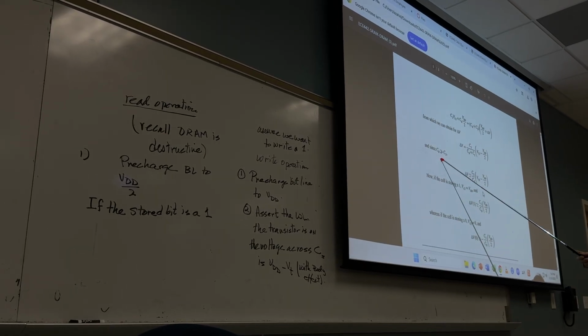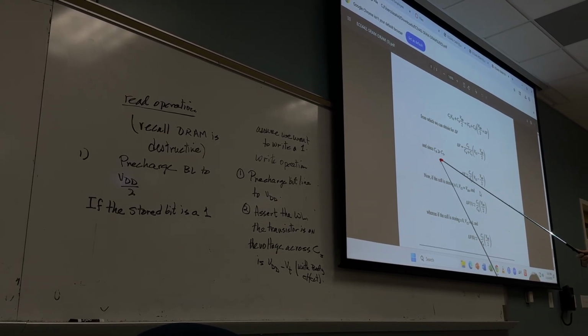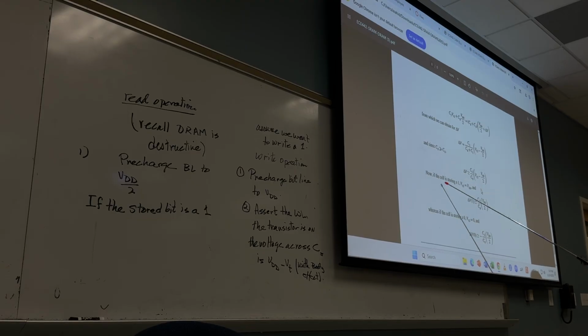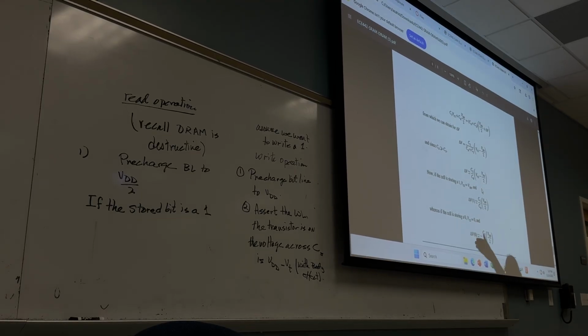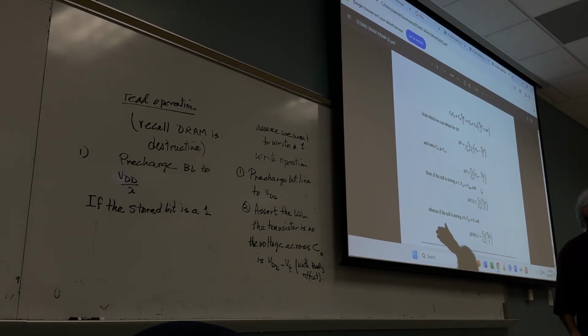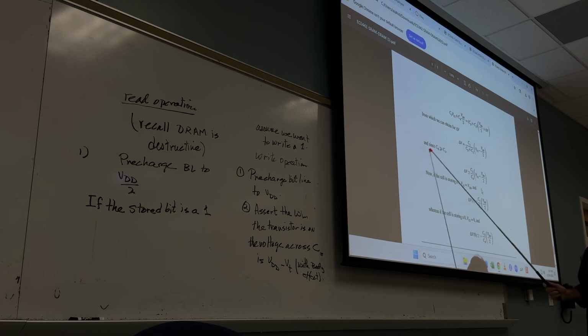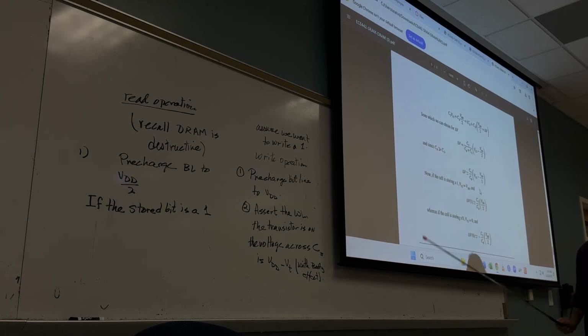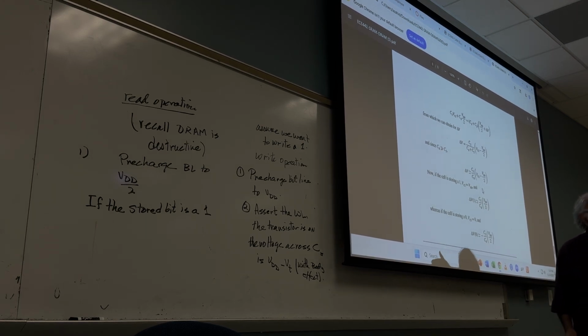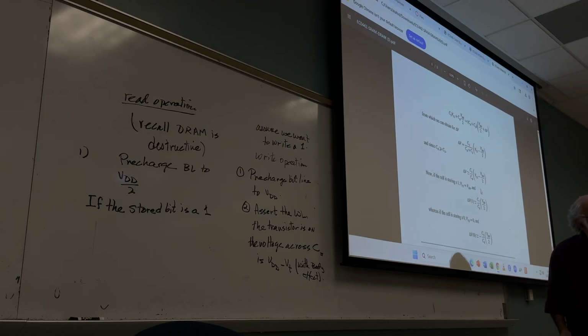Why is this one true? Because CB is much greater than CS, because for CB you are going to take into account all the cells that are connected to that bit line. Remember, by the way, this is parasitic, but parasitic of multiple cells in parallel, not in series, in parallel. Did you get it or not?